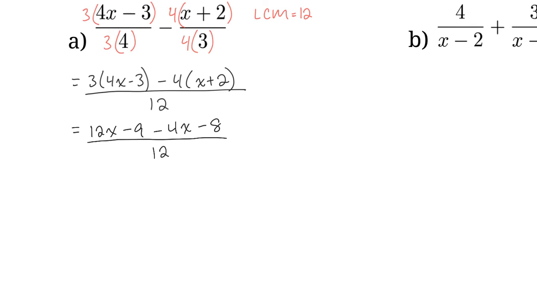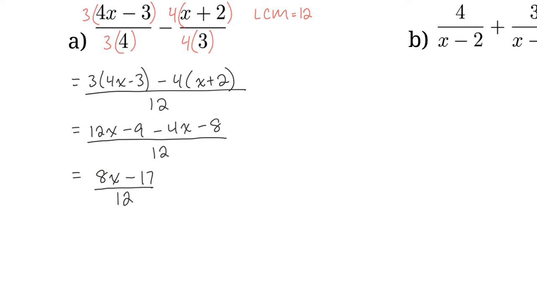So now we can do our subtraction and collect our like terms. So 12x minus 4x is 8x, and negative 9 minus 8 is negative 17. So it is (8x minus 17) over 12. So now we want to see if we can factor anything in the numerator or denominator even more so that we can potentially cross out any of our common factors. And our numerator is actually fully factored. We don't have a common factor between 8x and 17. So that is fully factored, and we can't cross anything out between our numerator and our denominator.